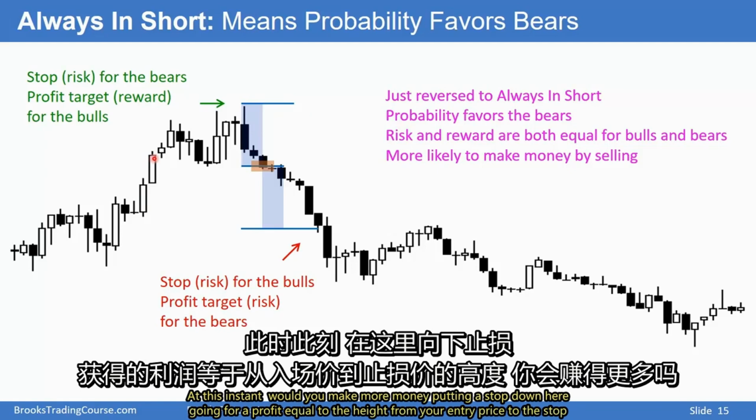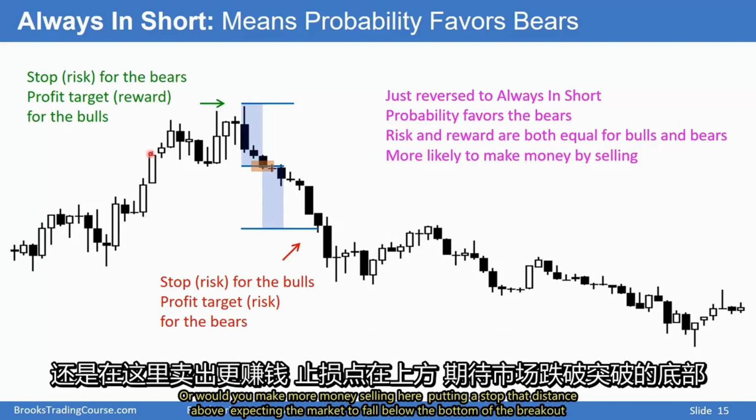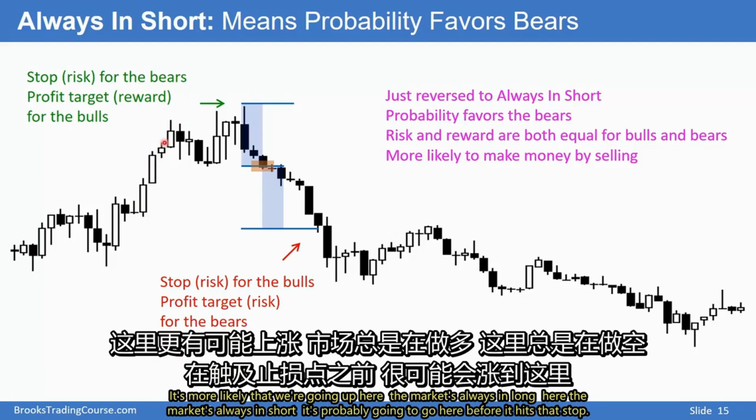At this instant, would you make more money putting a stop down here, going for a profit equal to the height from your entry price to the stop? Or would you make more money selling here, putting a stop that distance above, expecting the market to fall below the bottom of the breakout? It's more likely that we're going up. Here, the market's always in long. Here, the market's always in short. It's probably going to go here before it hits that stop.